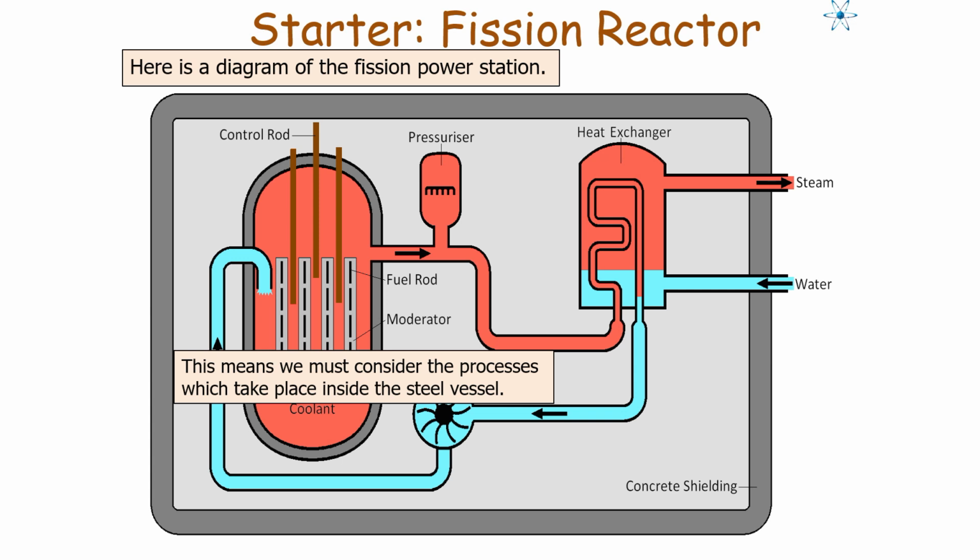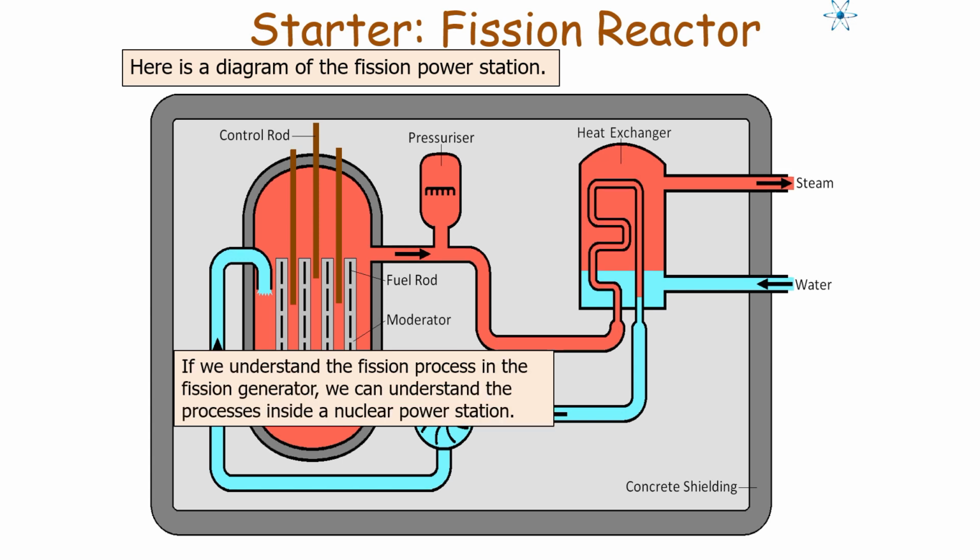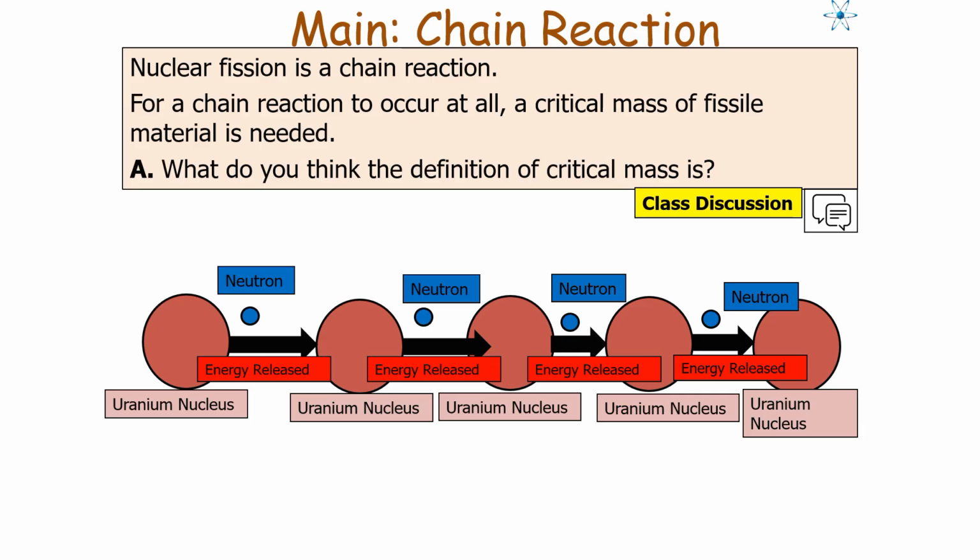Now we've got to consider the processes which take place inside this steel vessel, because if we wish to understand the fission process in a fission generator, we can then understand the processes inside a nuclear power station. So as mentioned before, nuclear fission is a chain reaction. Now for a chain reaction to occur at all, a critical mass of fissile material is needed.